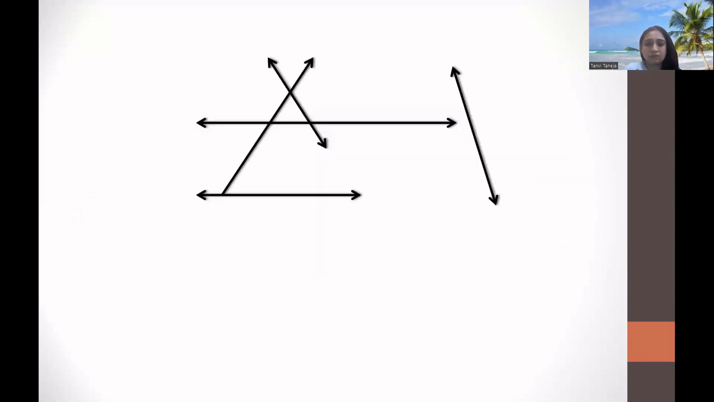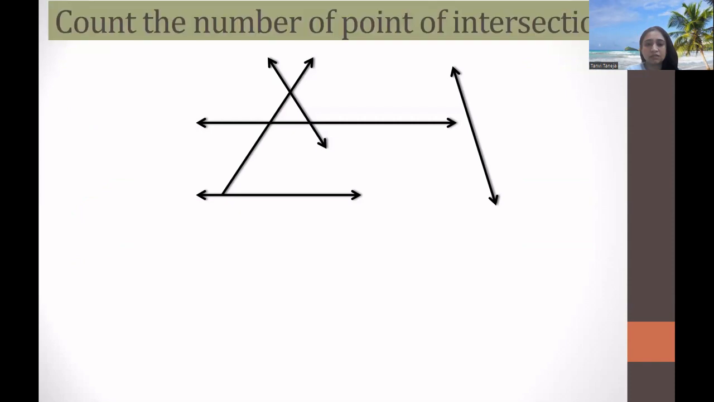So if I give you some lines, try to identify the shared common points. I'm giving you a minute. You can pause your video and try to find the points. Count the number of points of intersection. One, I have done it for you. This is the first point. This is the second point, third point, fourth point. So these are the points of intersection. That means if two lines are crossing each other, they have a point of intersection.